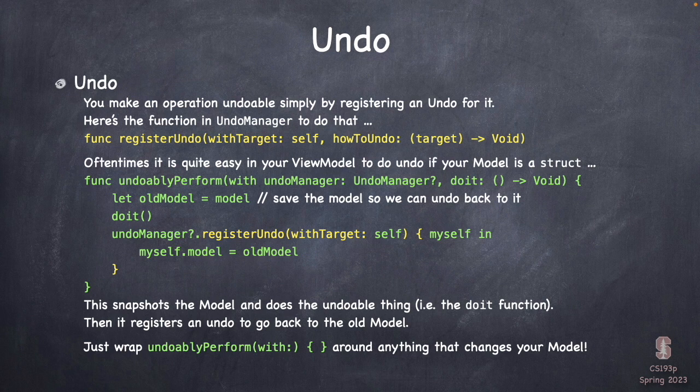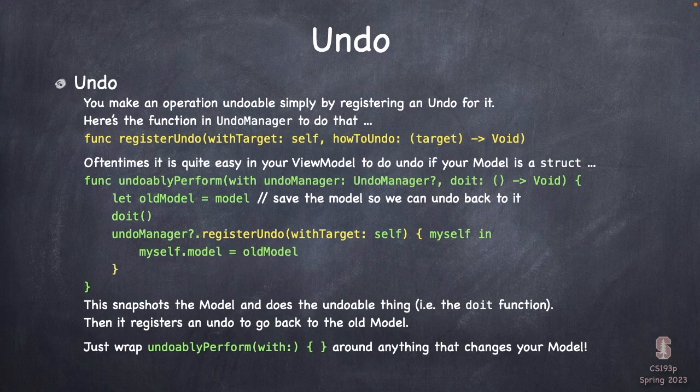And then I register the undo with the undo manager if I have one. That's what this question mark means. It could be nil. I'm allowing it to be nil up there. And inside the register undo, the closure I give is just set the model back to that old model that I just made a copy of. And that clearly is going to undo it. I'm going to go right back to the way it was.